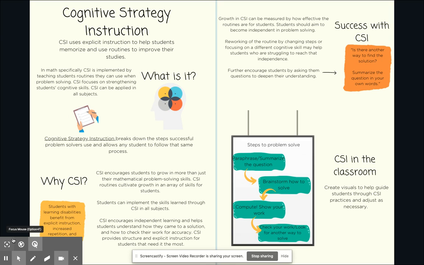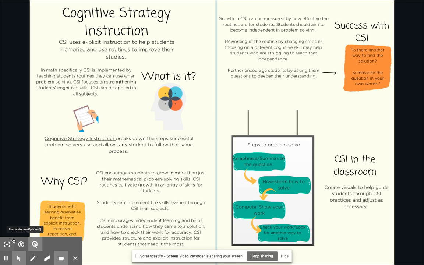Some success with CSI. Growth in CSI can be measured by how effective the routines are for students. Students should aim to become completely independent in problem solving. And you may need to rework your routine by changing steps or focusing on a different cognitive skill that might help students who are struggling to reach that independence. If you see students are struggling with hypothesizing, then you can go back and talk to that student about that specific step and really troubleshoot and help them get to that success level.